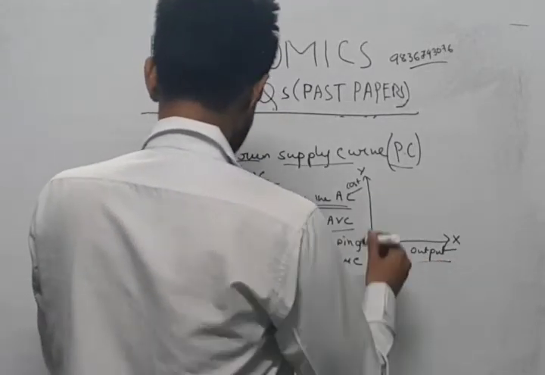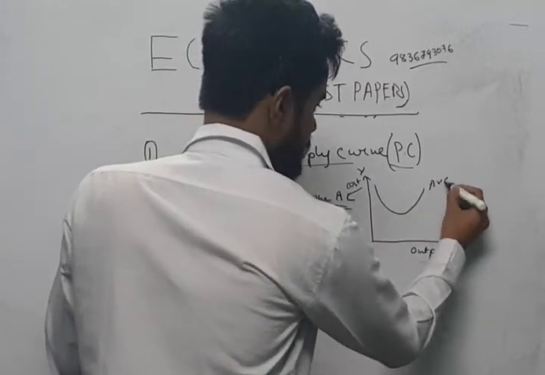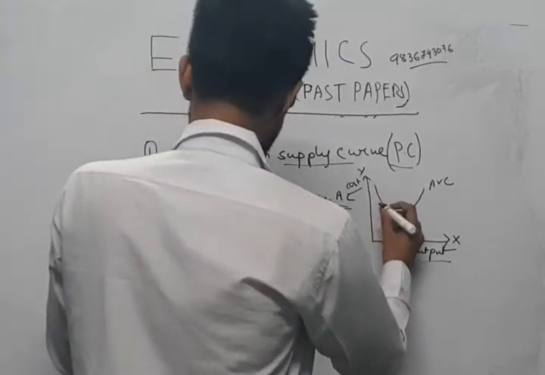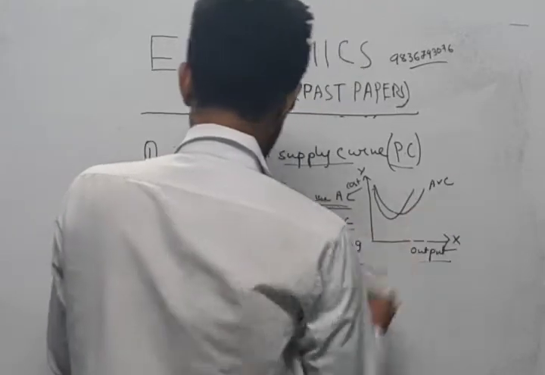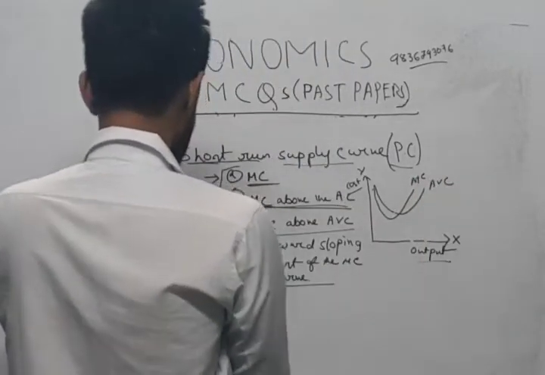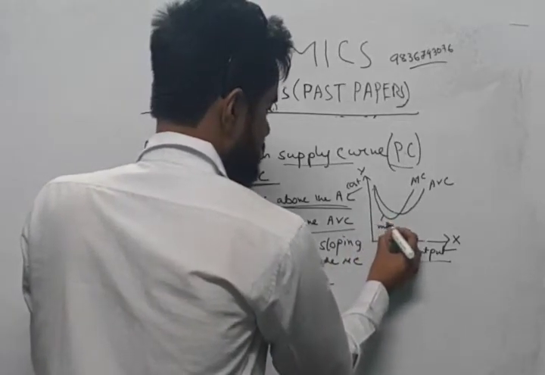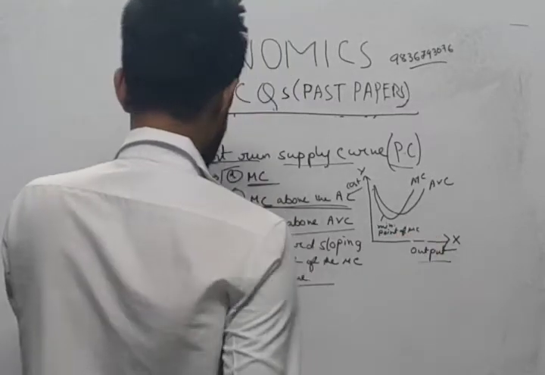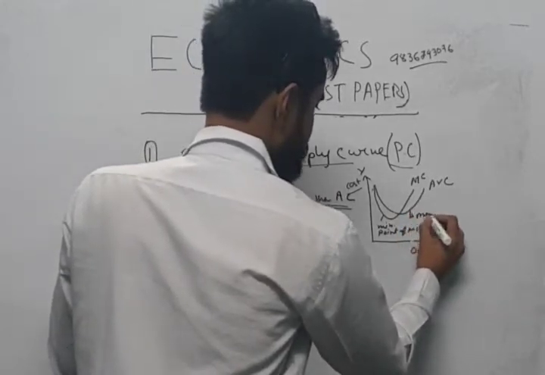And now here the AVC curve will be U-shaped. We know for a perfect competitive firm the AVC curve is U-shaped, and the MC curve will look like this. So now here we know this is the minimum point of MC, and this is the minimum point of AVC.